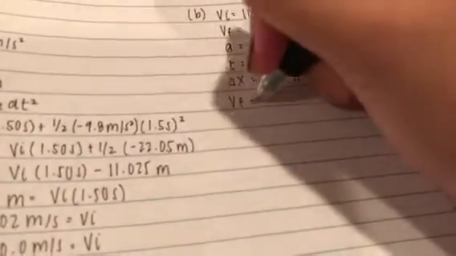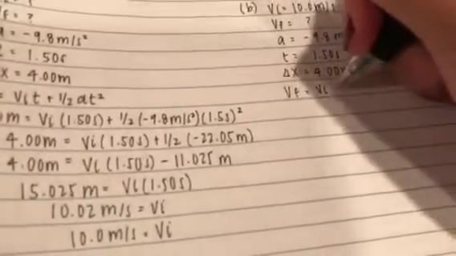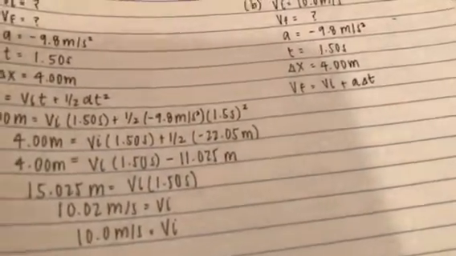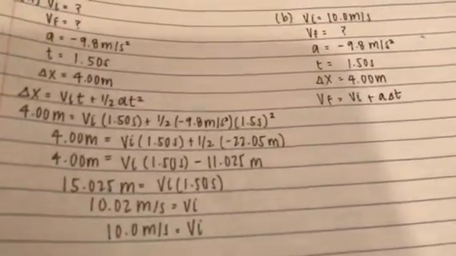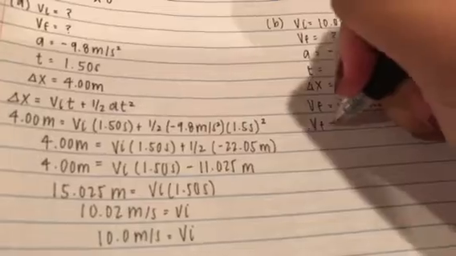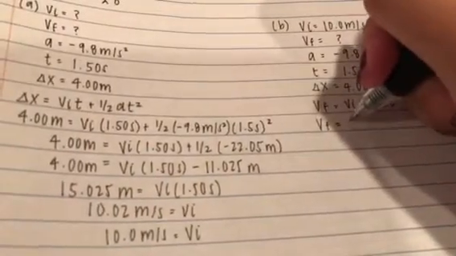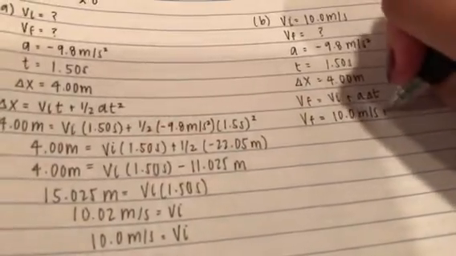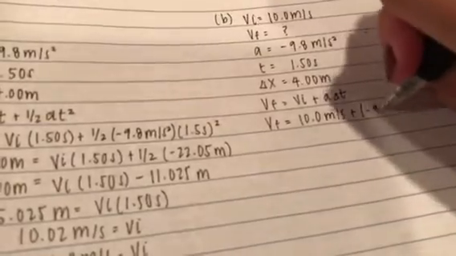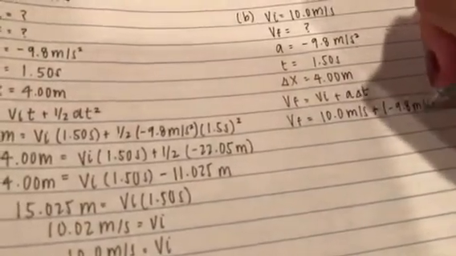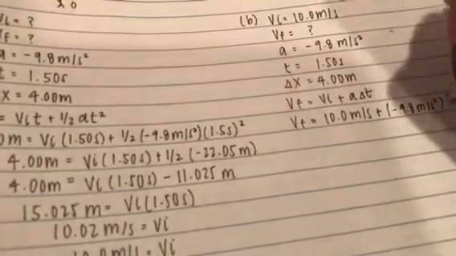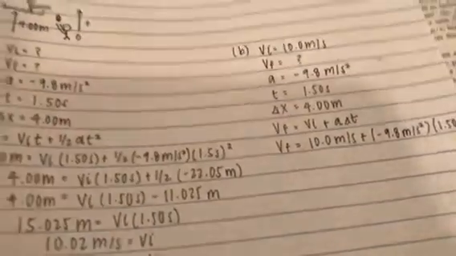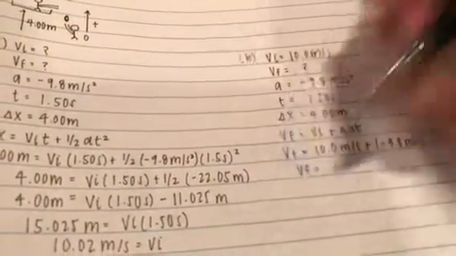So for this equation, we can use velocity final equals velocity initial plus acceleration times time. So our velocity final, looking for velocity final, equals velocity initial, which is 10.0 meters per second, plus acceleration, which is negative 9.8 meters per second squared, times time, 1.50 seconds.